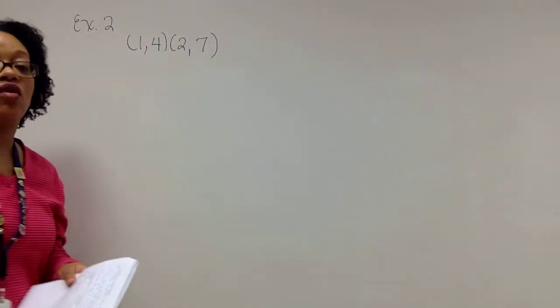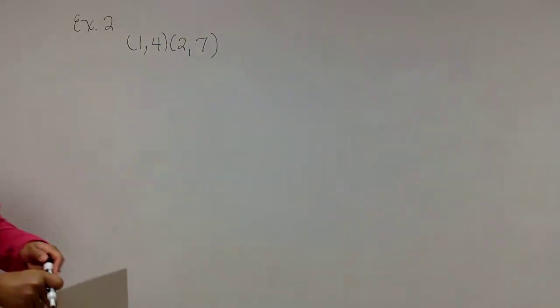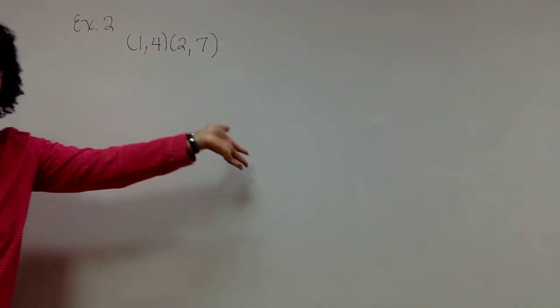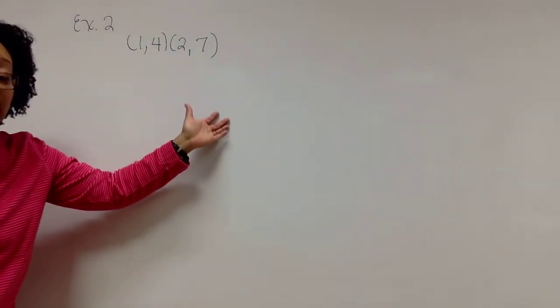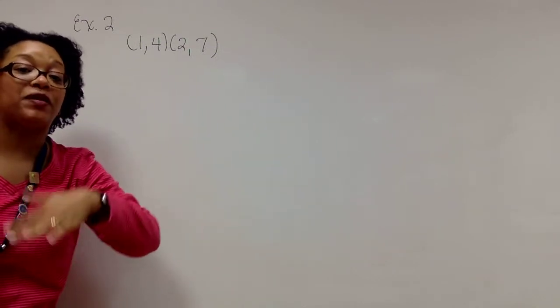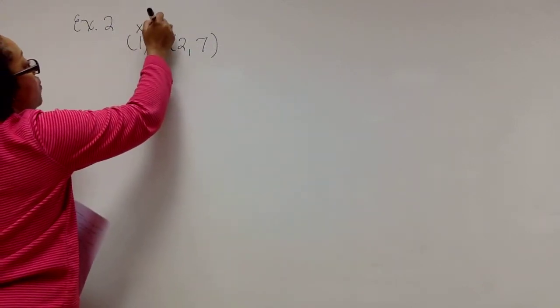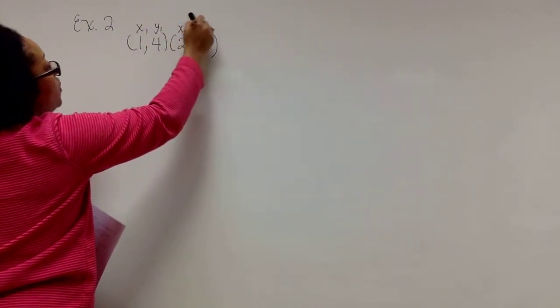All right, so here we go on example 2. We're going to practice the steps that I just gave you. Here are your 2 given points. Just as promised, that's all they give you. All right, the first thing we're going to do is label our points because we need to use the slope formula. So this is x1, y1, x2, y2.